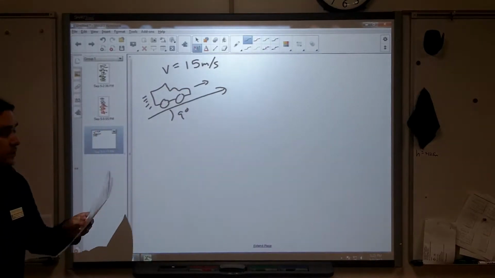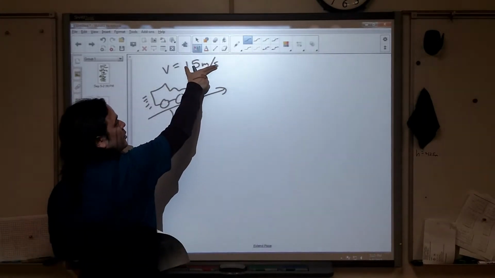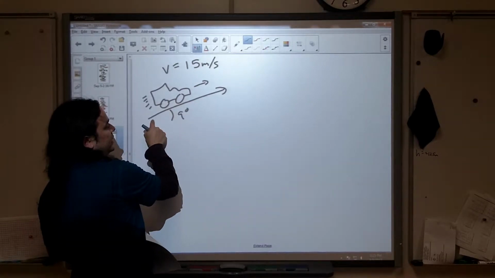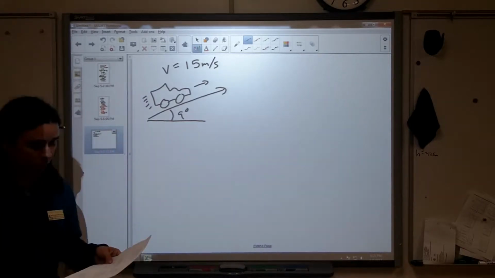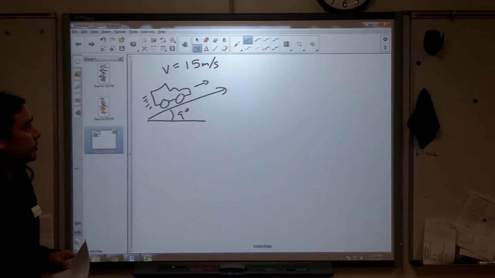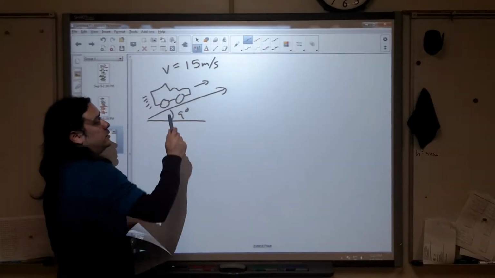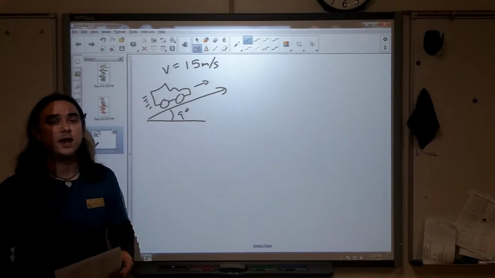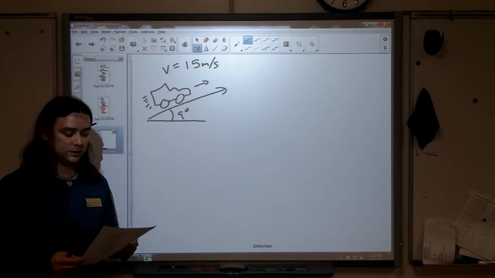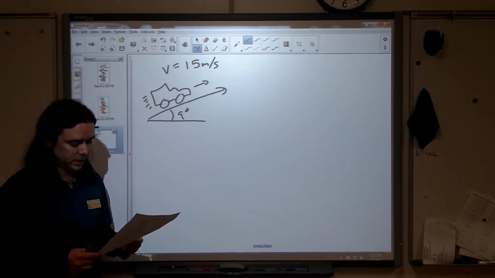Now they want us to take this velocity. It's a velocity if we take the magnitude, 15 meters per second, and the direction, 9 degrees uphill above the horizontal. That's a vector because it has both a magnitude and a direction. If we just talk about 15 meters per second and not the direction, then it is a speed. That's a preview of things to come.